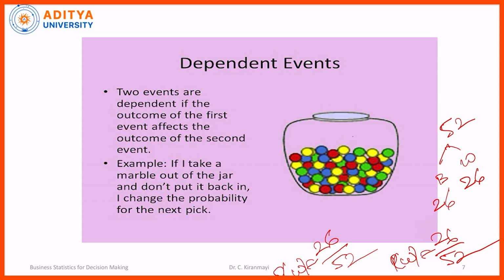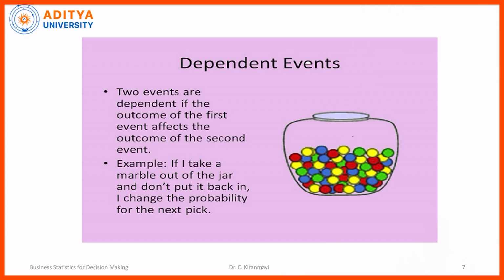Suppose I do not replace the card which I have picked up in the first draw. Out of 26 white cards, imagine I have picked up one white card in the first draw. Then for the second draw, total 51 cards remain, and out of 26, only 25 white cards remain. Therefore, the probability of getting a white card in the second draw is termed as conditional probability.